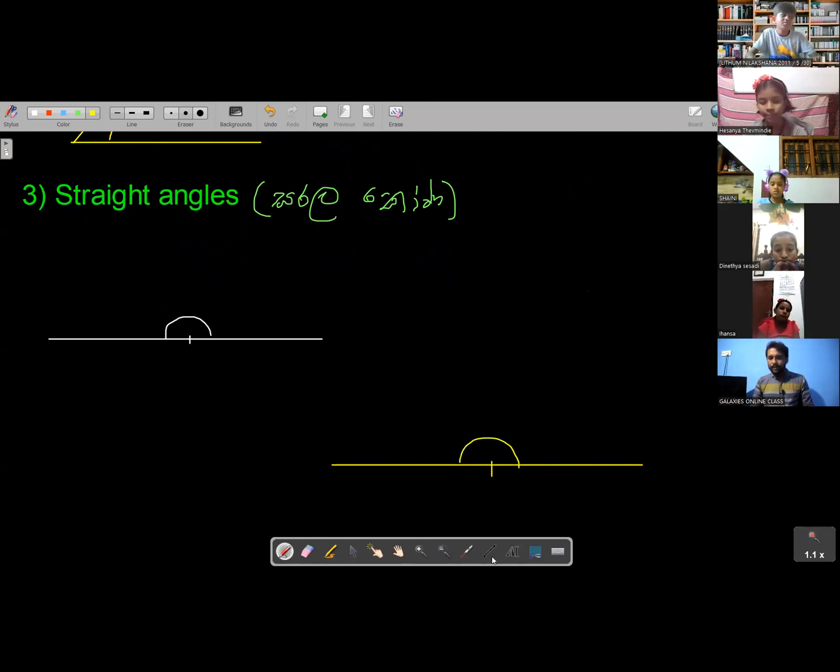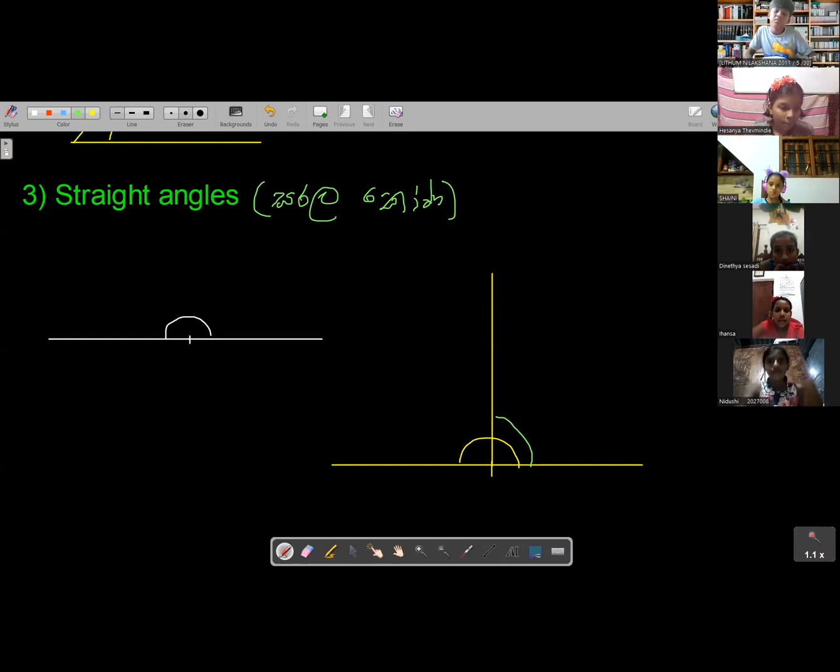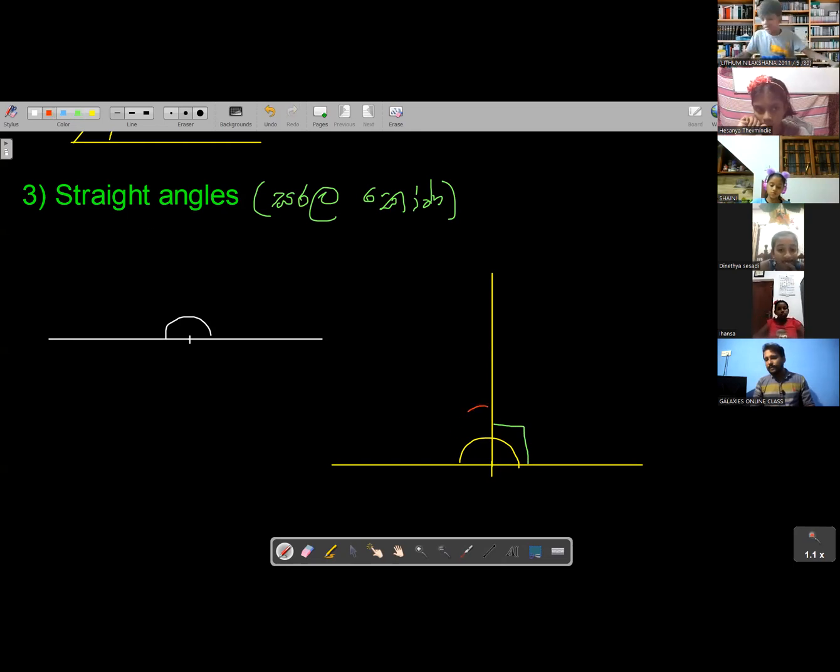If I draw another arm here, what is the type of this angle? Right angle. It is a right angle, no? This one is a right angle. And can you tell me what is the type of this angle? Also a right angle. Yes, it is also a right angle, no?